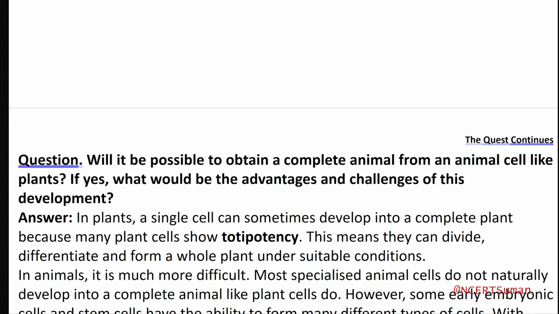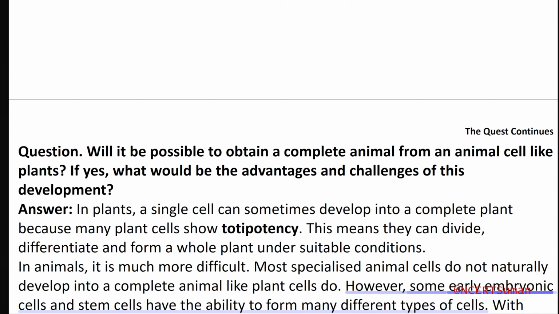The quest continues. Question: will it be possible to obtain a complete animal from an animal cell like plants? If yes, what would be the advantages and challenges of this development? Answer: In plants, a single cell can sometimes develop into a complete plant because many plant cells show totipotency. This means they can divide, differentiate, and form a whole plant under suitable conditions. In animals, it is much more difficult. Most specialized animal cells do not naturally develop into a complete animal like plant cells do.